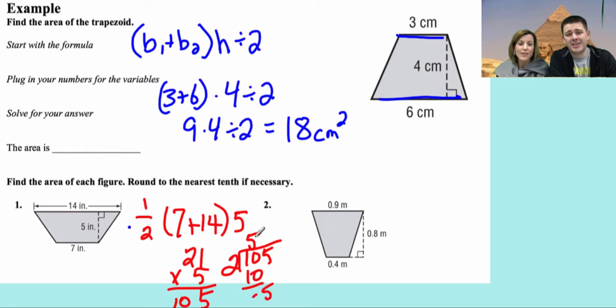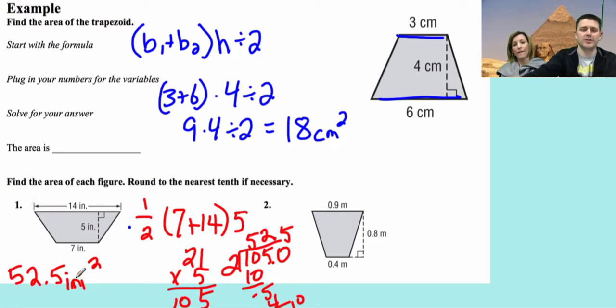It's going to need a little decimal in this one, I think. I got 10 at the end, so I need a 52.5. 52.5 inches squared. If you try fractions, good for you. If you didn't, that's okay too.